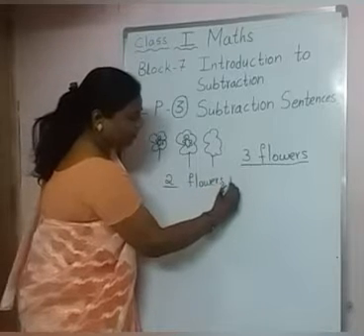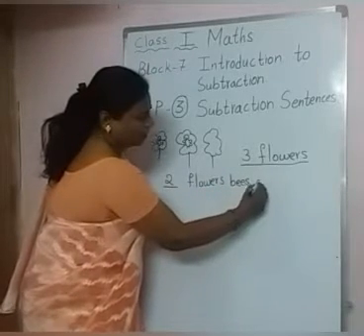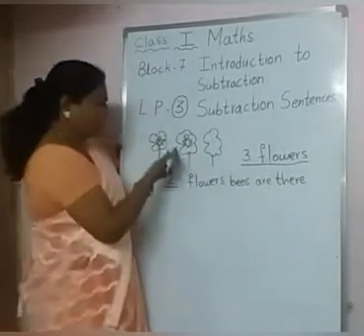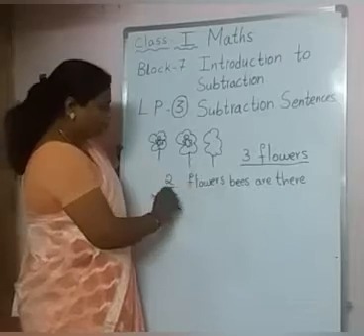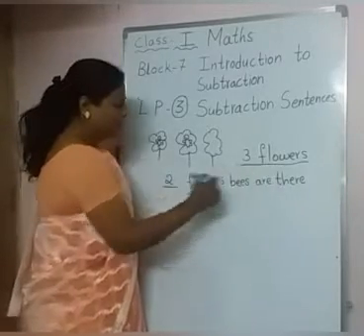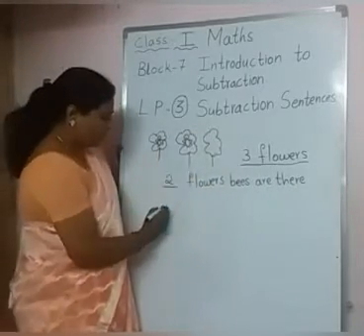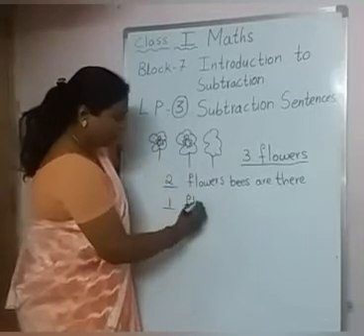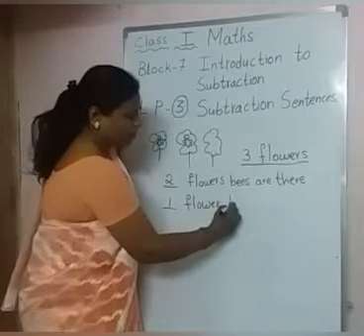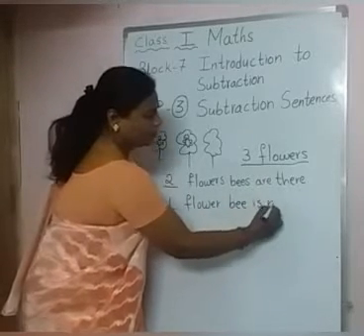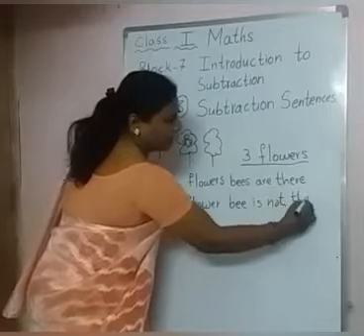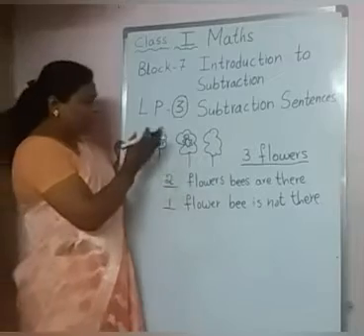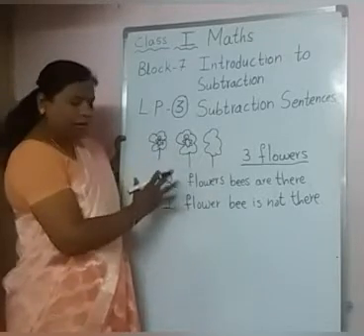Okay. This is a honey bee. On 2 flowers bees are there. How many flowers have no bee? 1 flower has no bee. Here we are not removing or crossing out anything. We are just looking at the picture and writing.